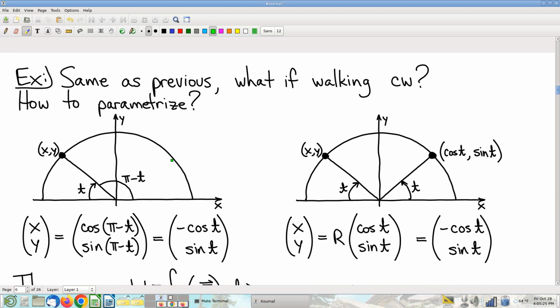So here's another example. This is closely related to the previous example. We are again looking at the top half of the unit circle. And this time, though, we're going to go clockwise. So this way, not the other way. So we're going to need to parameterize the same curve, but a different oriented curve, different orientation. I'm going to say we have to parameterize it the other way. And this is where things do get a little bit tricky.